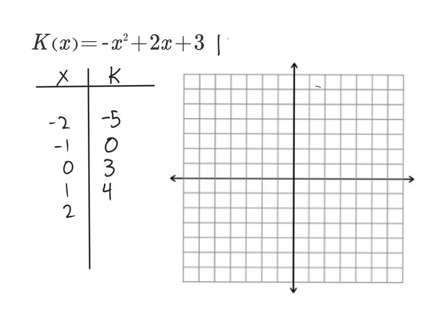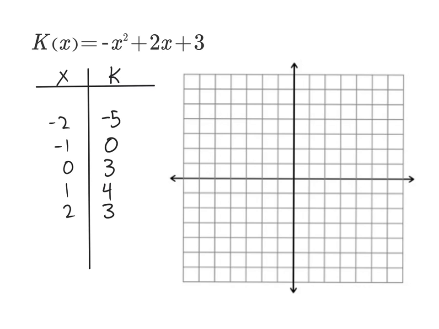When x equals 2, k of 2 is going to be negative 2 squared plus 2 times 2 plus 3. So this becomes negative 2 squared, which is 4, plus 4 plus 3, which ends up just being 3. So there's going to be a 3 right here. Now we got a bunch of points. So I'm going to plot my points.